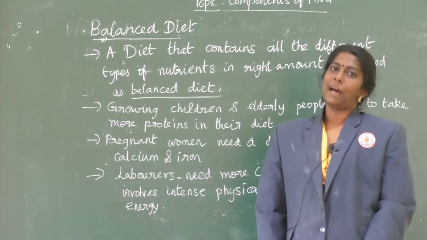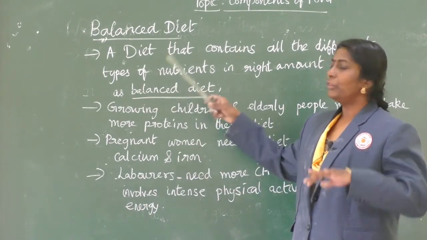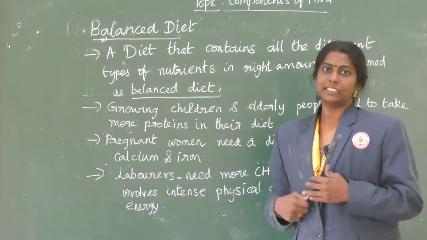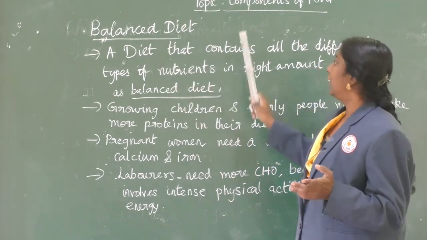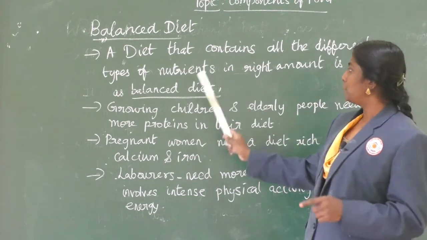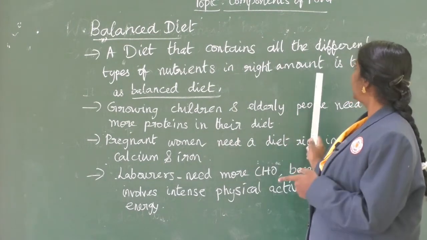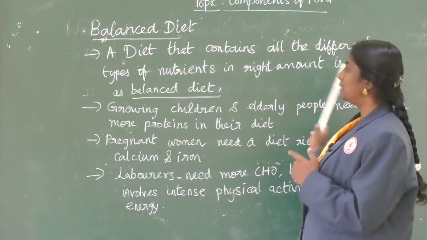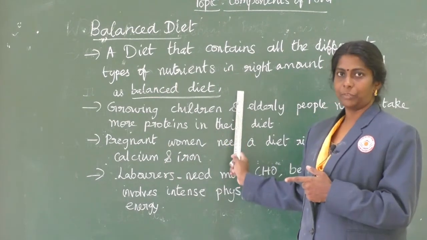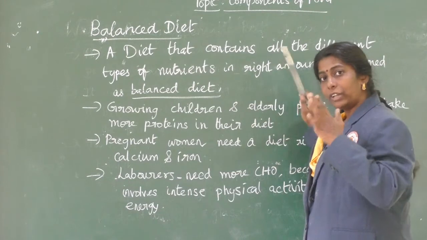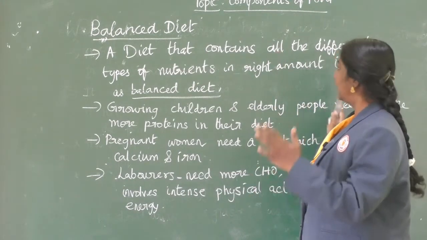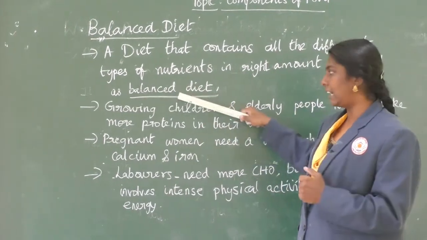Now, about balanced diet. The food we eat daily forms the diet. Is it not? So, what is this balanced diet? A diet that contains all the different types of nutrients in the right amount is termed as balanced diet. So, if all the nutrients are present in the right, appropriate amount, then it is termed as balanced diet.